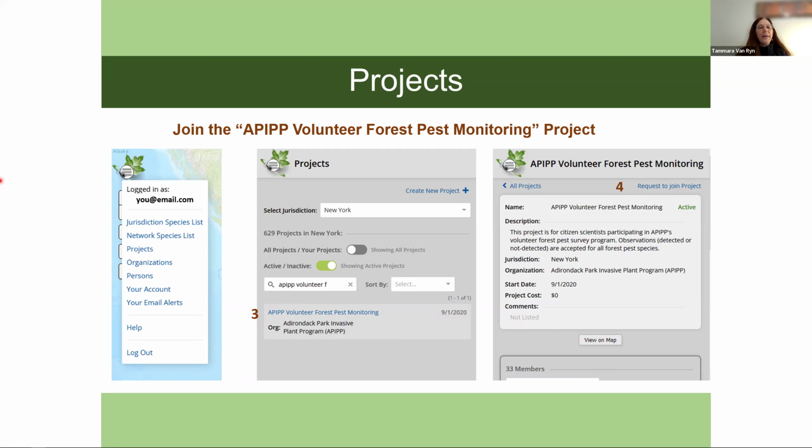You'll get a chance to select a project. You select APIPP Volunteer Forest Pest Monitoring, and you request to join the project. What that does is that means that we get to see all the data that you're putting in, and we can collectively see how many reports our forest pest volunteers put in. Last year in 2023, between beech leaf disease and hemlock woolly adelgid, we had 950 iMap Invasives reports made, both observations of not detected and detected.